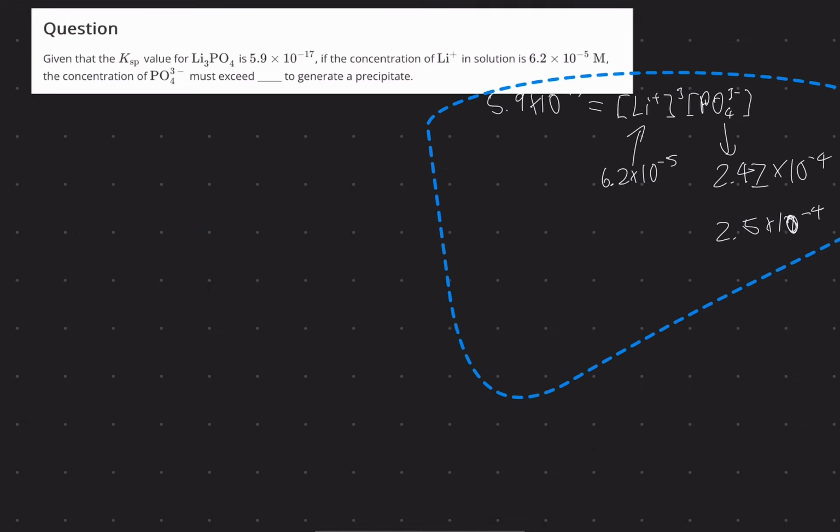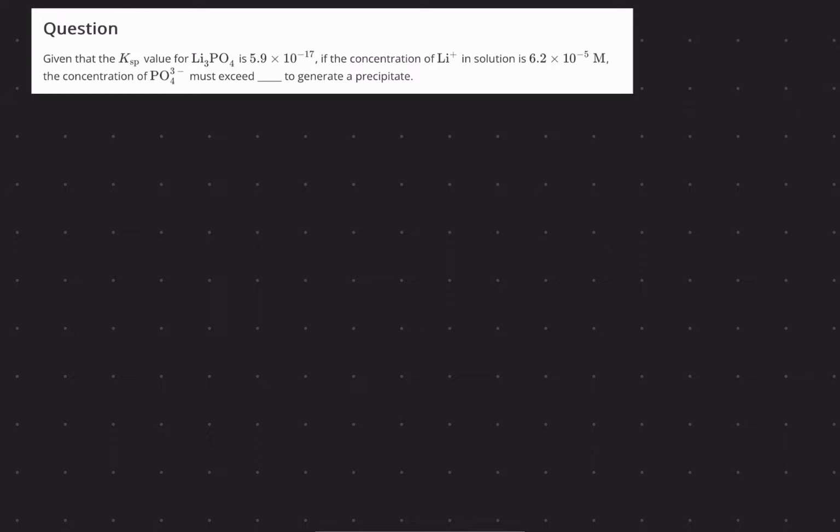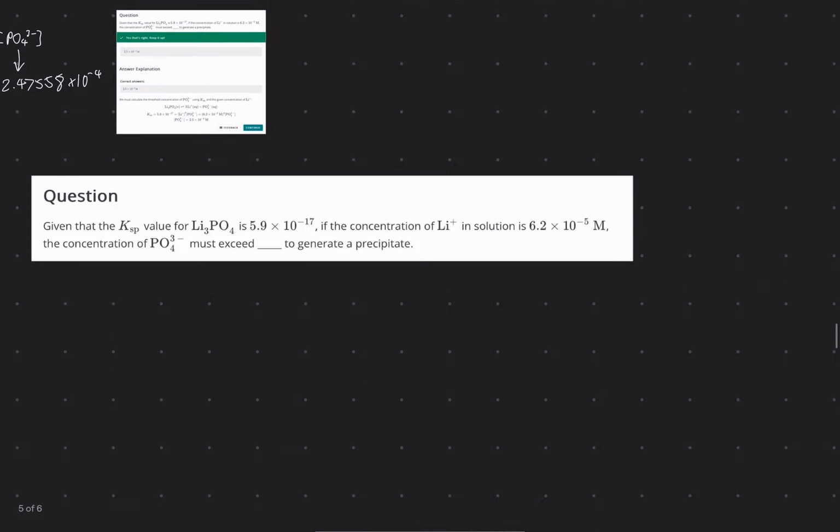And I'll show you the more detailed way if you don't understand how to do it. So first, you can write out the mass action expression. Whenever you have something and you don't know what to do, you should write out the mass action expression so you know what's going on. And also you should write out the equation of what's happening. Actually, let me write that first so you know what's going on.